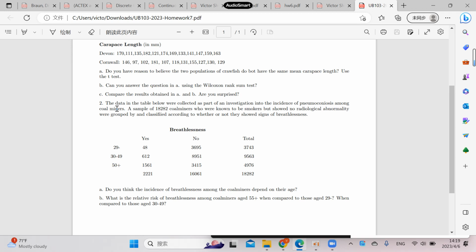If you do another example, less than 29, and now you want to calculate the second entry of this matrix, you're going to use 3,743 times 16,061 divided by 18,282. That's basically the pattern, and it shows the expected number of people in each entry, providing that age and breathlessness are independent of each other.